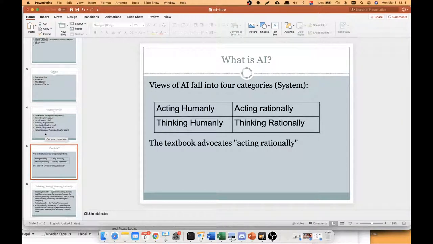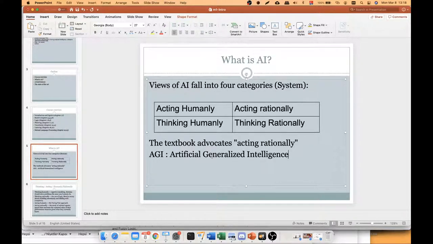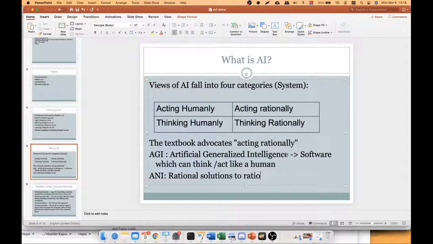Actually, we have two subfields under the AI. One subfield we call AGI, Artificial Generalized Intelligence. This field is studying, just as you said, a way of finding a software which can think or act like a human. Also we have artificial intelligence, or artificial narrow intelligence, which is studying to find rational solutions to rational problems.